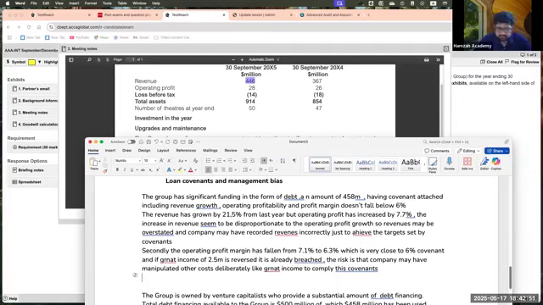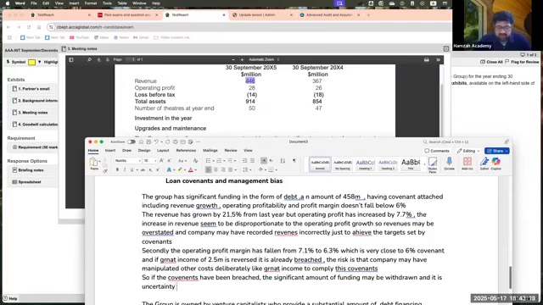Now, if the covenants have been breached, a significant amount of funding may be withdrawn, and it is an uncertainty to the going concern of the company, for which adequate disclosures need to be given in financial statements.